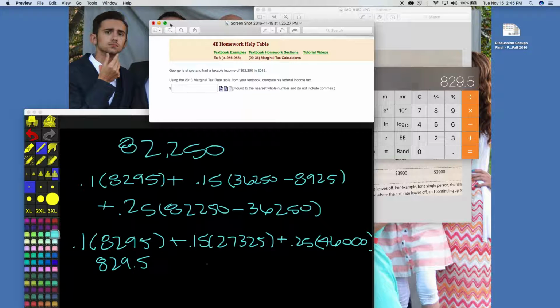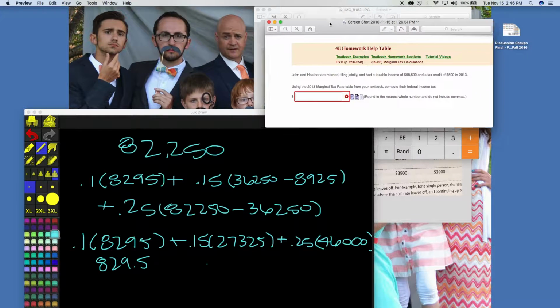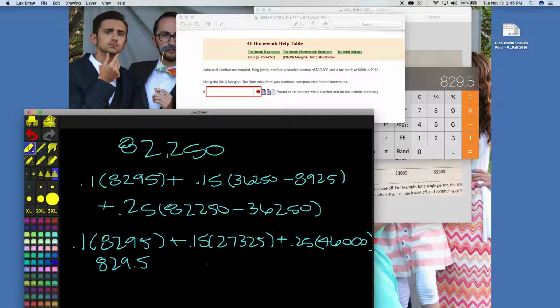That's number 6, I believe. Now let's look at number 7, which I think is this one, and let's look at the difference between the two.